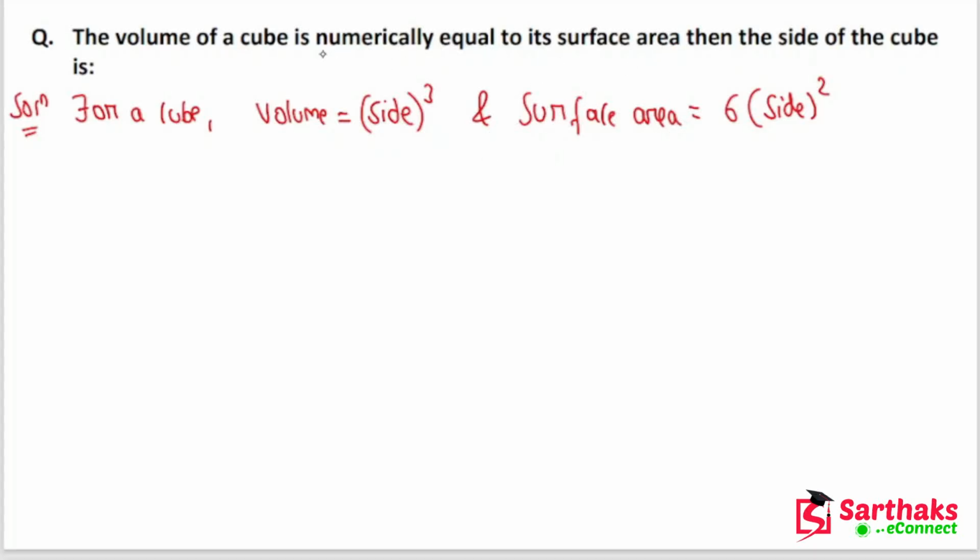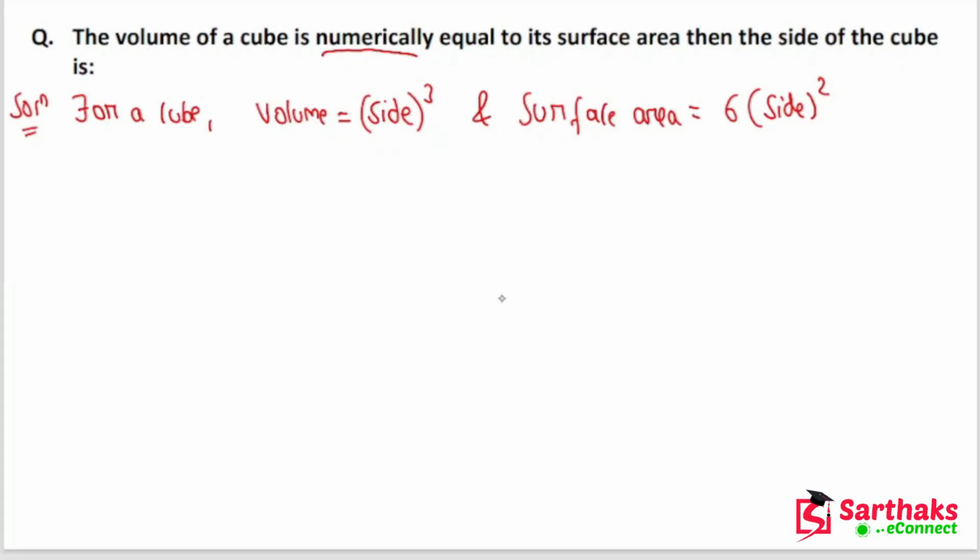Now it says the volume of a cube is numerically equal to the surface area. Why does it have to use the word numerically? Okay students, because numerically means that volume can never be equal to surface area, since volume has a unit of cube and surface area has a unit of square. For example, for a side of 1, volume would be 1 meter cube and area would be 6 meter square. So meter cube cannot be equal to meter square, and that is why it says numerically equal. That is a number.